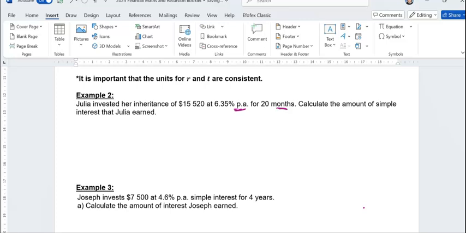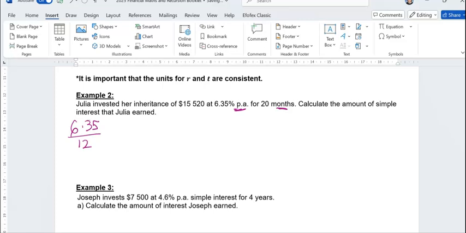So what I think would probably be the easiest thing to do is to change the interest rate from being per year into an interest rate per month, and then we can use the formula as usual. Because we know there's 12 months in a year, we could change the interest rate to 6.35% divided by 12, and that would give me the interest rate divided into monthly pieces, I guess you could say.